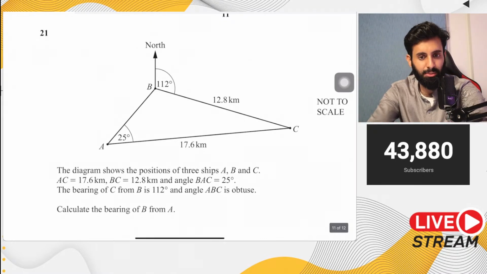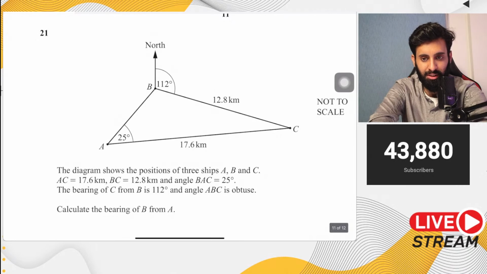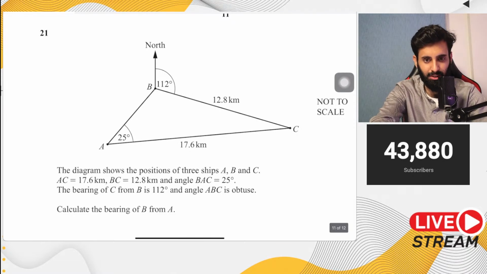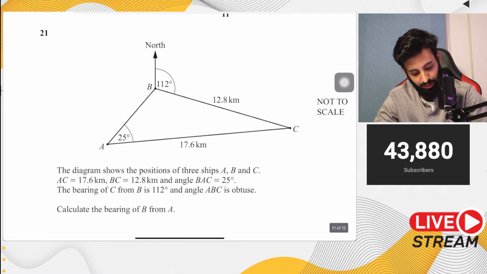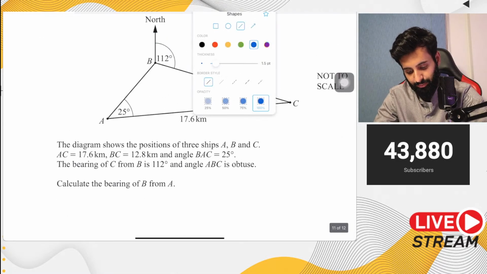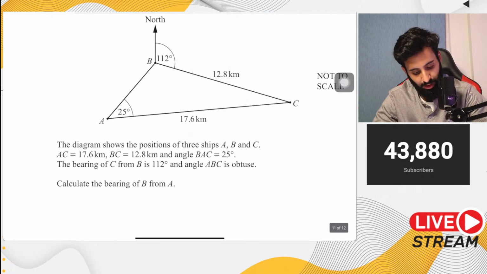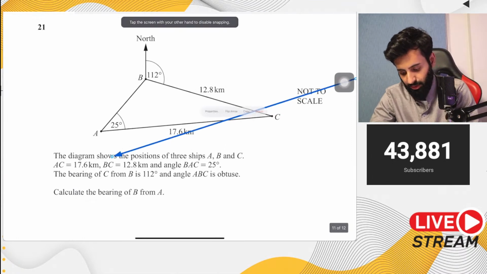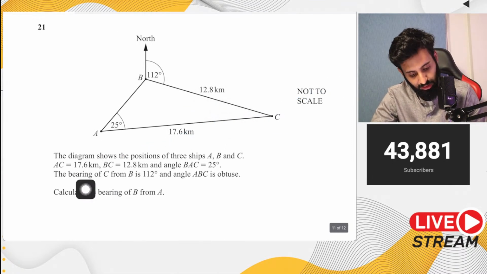Okay, 076.64. I hope you guys are not looking at the marking scheme and then giving me the answer, but 0.076 is the correct answer. Okay, 076.6. Okay. Now, so let's see how we can do this. It's a 5-mark question, like I said, so that means there's a decent amount of working that's required. So first of all, notice that the question says the diagram shows the positions of 3 ships A, B, and C. AC is 17.6, BC is 12.8, and BAC equals to 25 degrees.